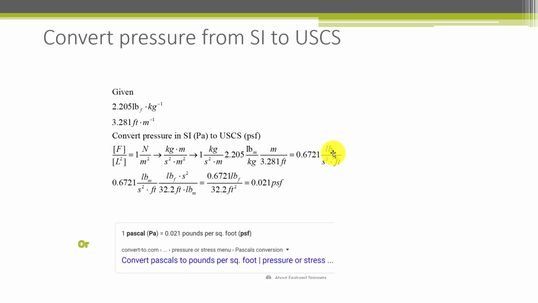But pound mass is not the right unit. We want force per length squared. So we have to take our conversion factor of 32.2 foot-pounds mass per pound force second squared. And when you do that cancellation of units, you'll end up with 0.672 divided by 32.2, and then the units of pounds force per square foot. This is what we want. It turns out to be 0.021 PSF. Again, after having done this once or twice, you can just look these things up on the internet. 1 Pascal is 0.021 PSF.